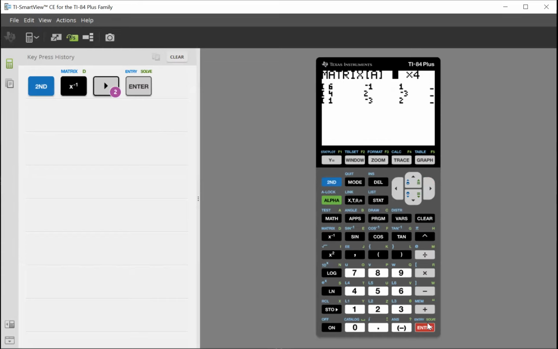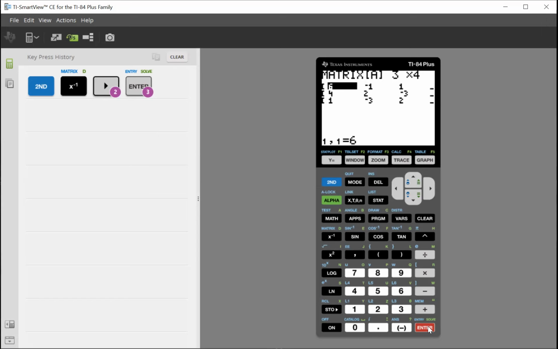How'd you get to the matrix? Second, and then x negative 1 is the button right under the math button. Okay. And then arrow right to edit and hit enter on that. So now we've already got 3 by 4s in most of them, but if you don't have that 3 by 4 there, put a 3, enter, 4, enter, and then it'll take you down to where the rows start.